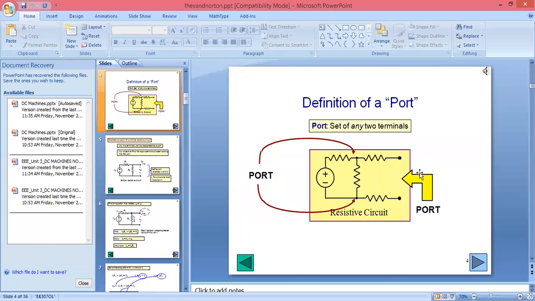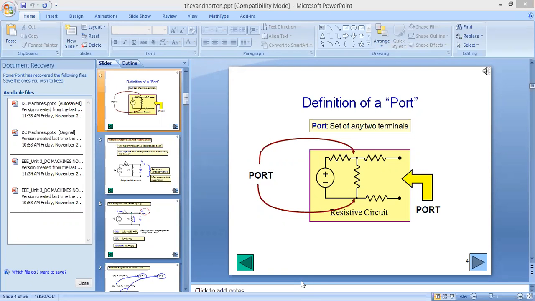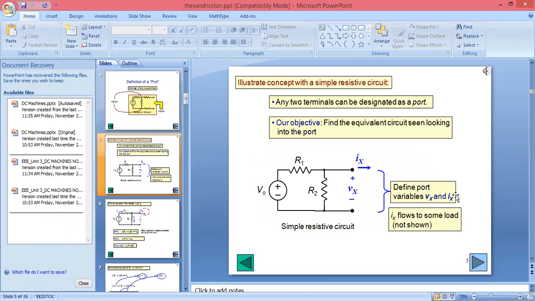So here, what are we saying? If we have a set of terminals, like we studied in our third unit, that is nothing but a two port. A set of two terminals, we call a port. So here we can convert a complicated circuit into a simplified circuit because we are considering only one voltage source that will be in series with the resistor.